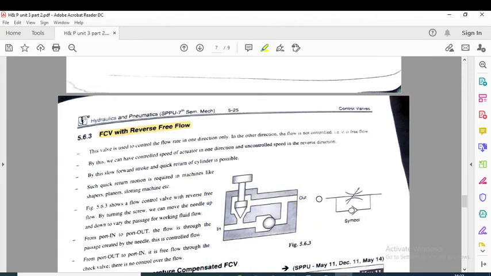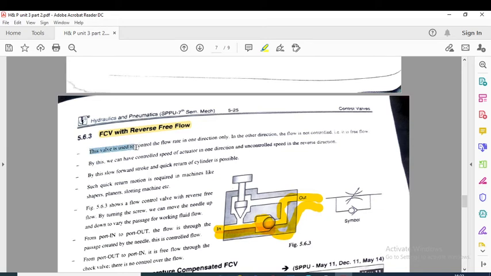When we do not need any restriction in the reverse direction, we just attach this check valve here. As this check valve just opens and closes, it does not provide any restriction to the flow coming from this direction to this direction. So this becomes the flow control valve with reverse free flow, because in the reverse flow, when flow is coming from outside and moves inside, it does not provide any restrictions here.